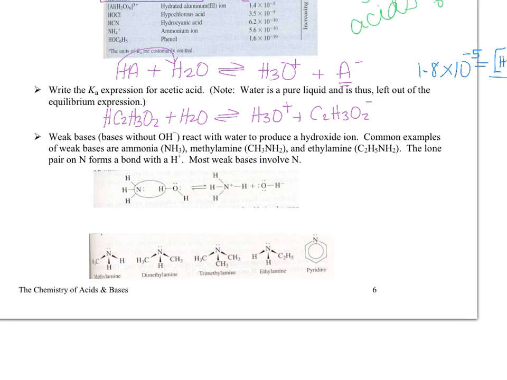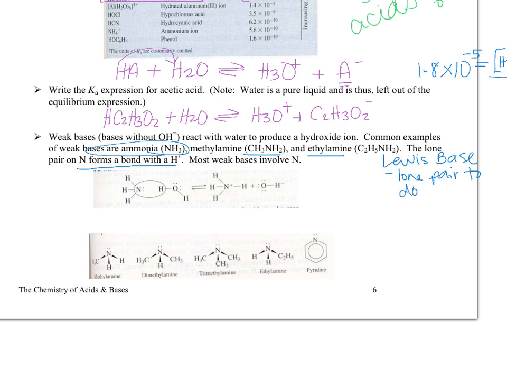Weak bases without hydroxide react with water to produce a hydroxide. This is like ammonia, the most common example, which we talked about previously in class. Also methylamine and ethylamine. Sometimes they'll use these larger organic compounds. Don't let those freak you out. It'll usually tell you if it's a weak base, but the lone pair on nitrogen forms a bond with hydrogen. This is a Lewis base, because the nitrogens are always going to have a lone pair to donate.